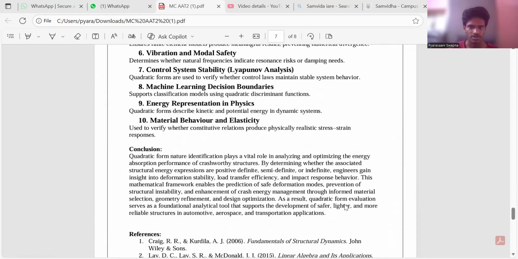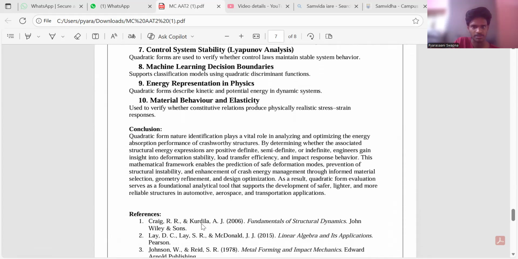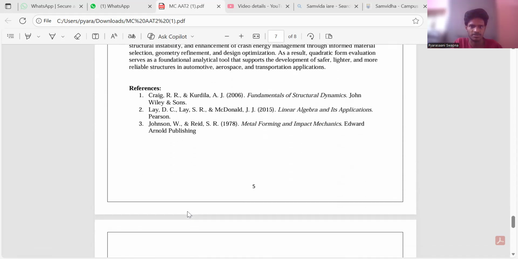As a result, quadratic forms serve as functional analytical tools that support the development of safer, lighter, and more reliable structures in automotive, aerospace, and transportation applications. These are the references.